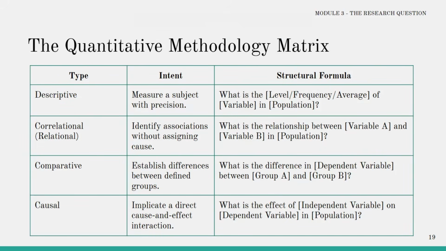So it can be descriptive. It should measure a subject with precision. It could also address a correlation, identifying association without assigning causes. It could be comparative, establishing differences between different groups. It could be causal, implying a direct cause and effect interaction.